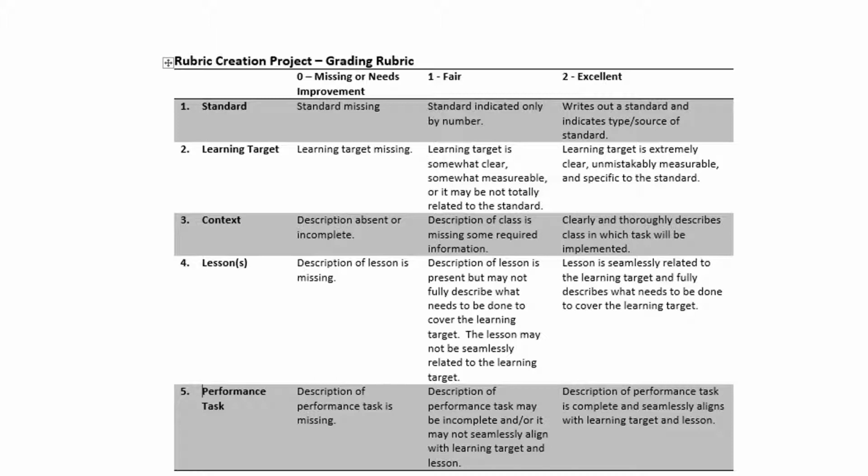So if you only write the number for the standard, you're going to get 1 point for that, because look at the middle column, standard is indicated only by a number. If you do an excellent job with the learning target, it will be extremely clear, unmistakably measurable, and specific to the standard, so you'll get 2 points for that. This is an analytic rubric because every criterion is broken out separately. So if I were you, I would print this rubric or have it up on my screen and write, and then assess my own project with this rubric. You can see how it will be graded.